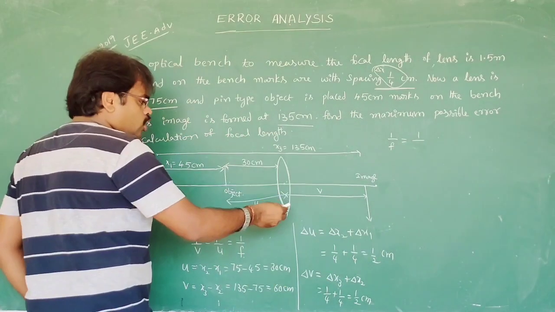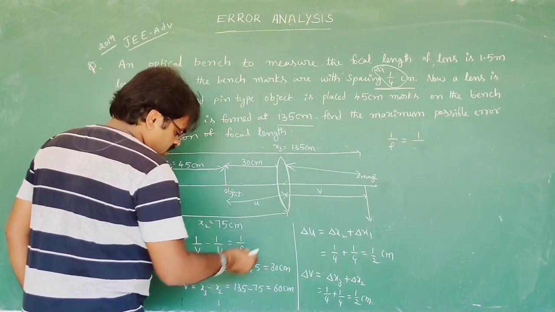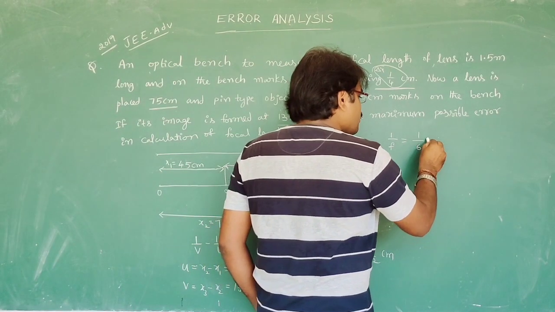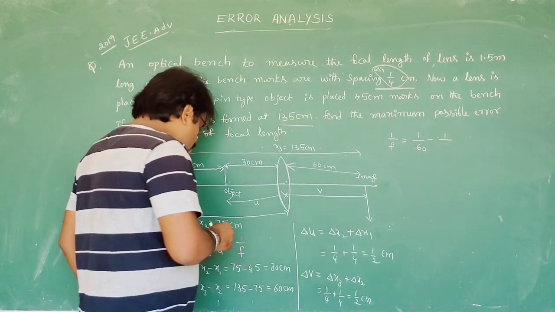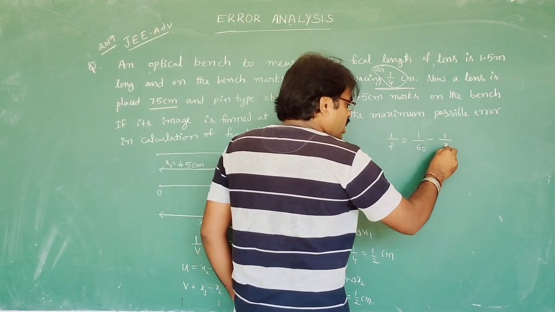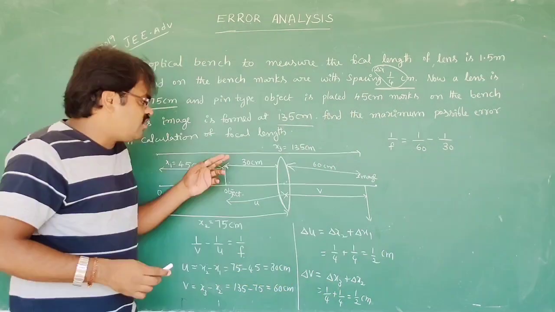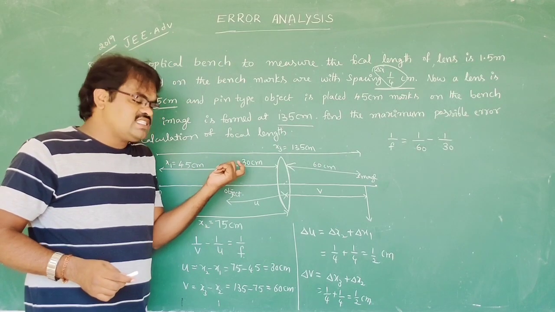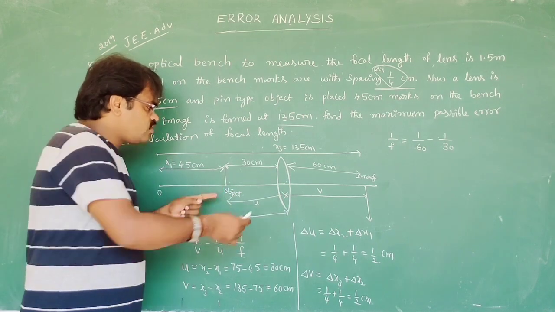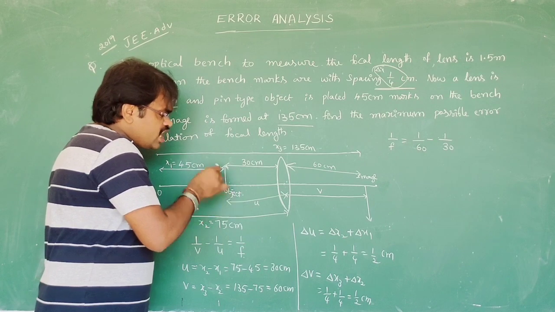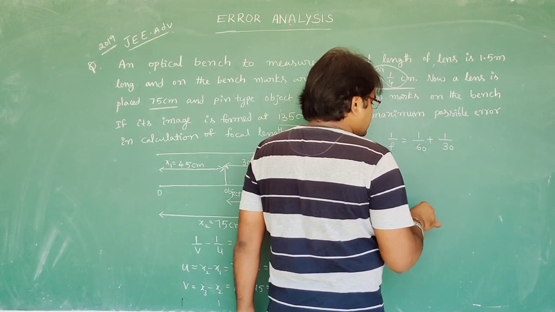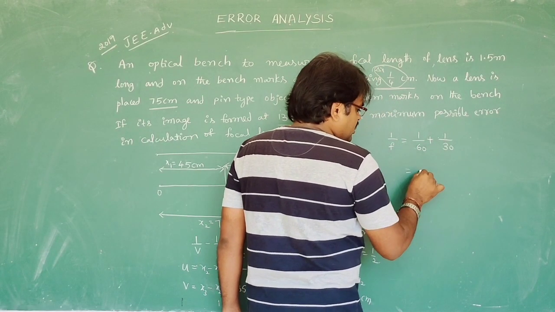The 1/v value we got, its value is 60. Now we substitute 1/60 minus 1/u, where the u value is 30. But by using the sign convention, all distances are measured from the pole. That's why it is opposite to the incident ray, that's why it is minus, and that's why 30 means a plus. Then what do we get?